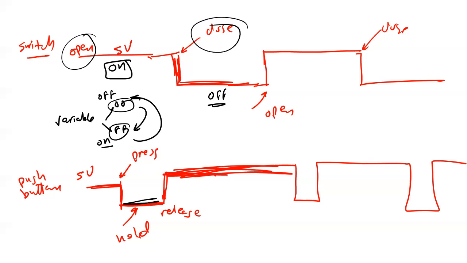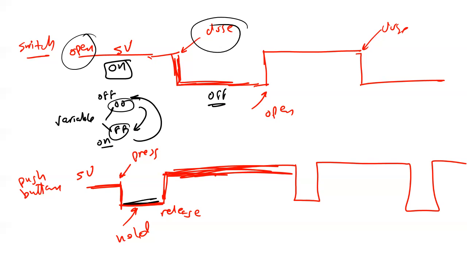Is that okay? And if I want to know if the system is on or off, all I have to do is go and check the voltage. If the voltage is high, I'm going to put it on. If it's zero, I'm going to put it off. That's it. In case of push button, the story is completely different.